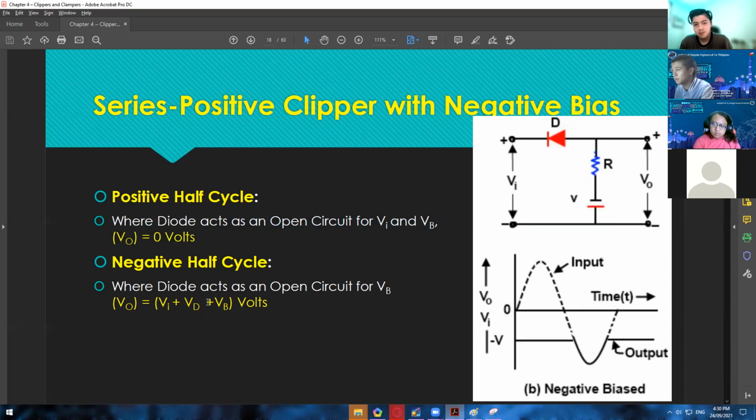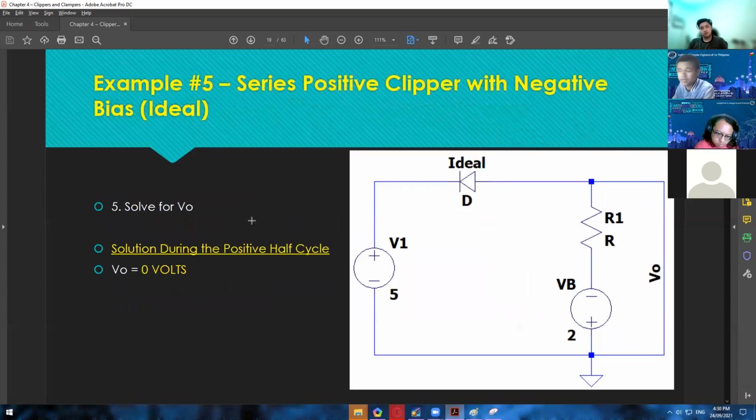So for the negative half cycle, so negative is connected to negative and then positive is connected to positive. So in here, we have to consider the VI. So the same, VI, the VB, and then the VD. Just add everything, okay, with the signage, okay? So without further ado, let's have an example para mas maintindihan nyo. So series positive clipper with negative bias, ideal for now.